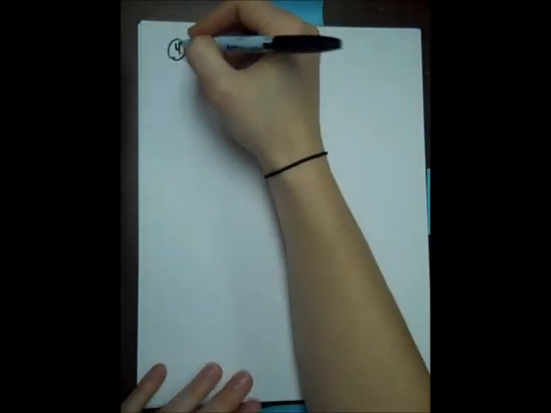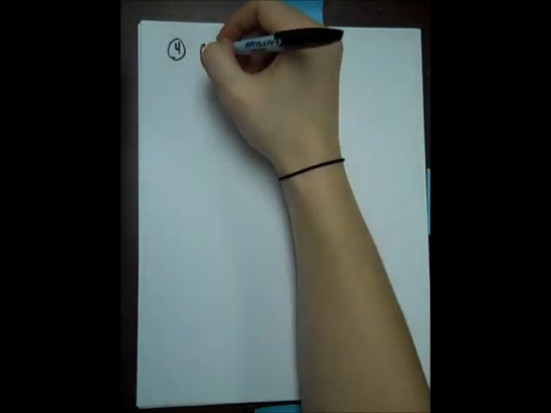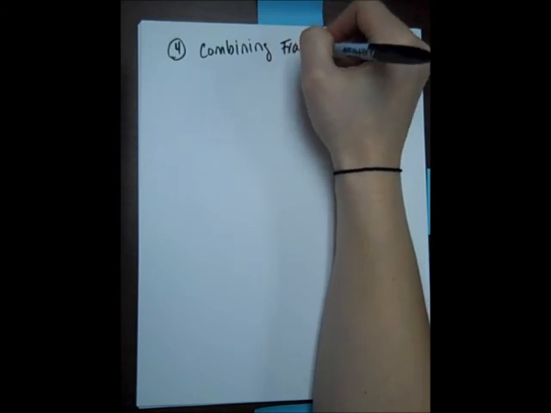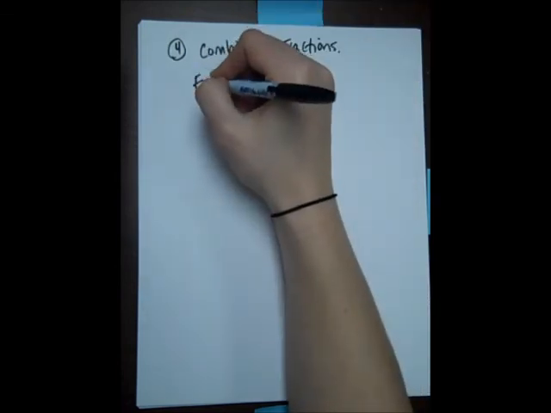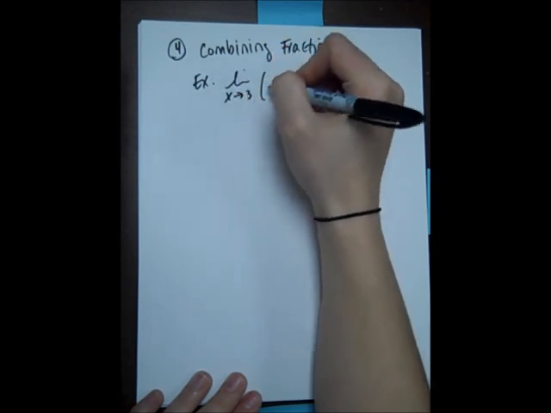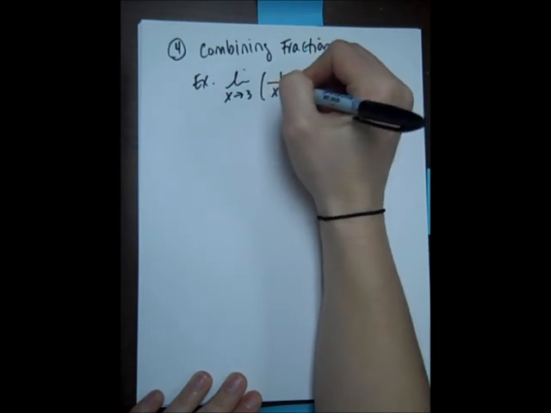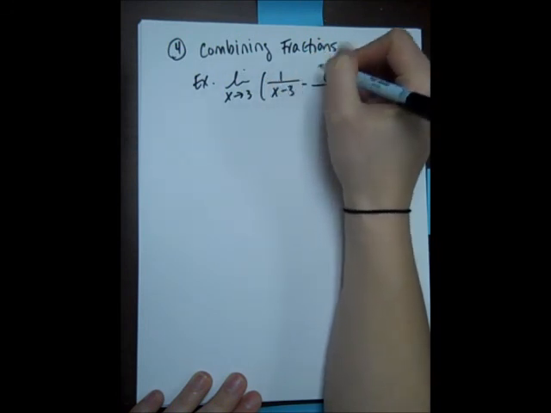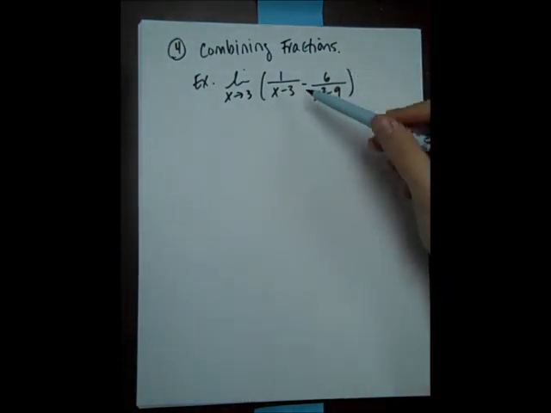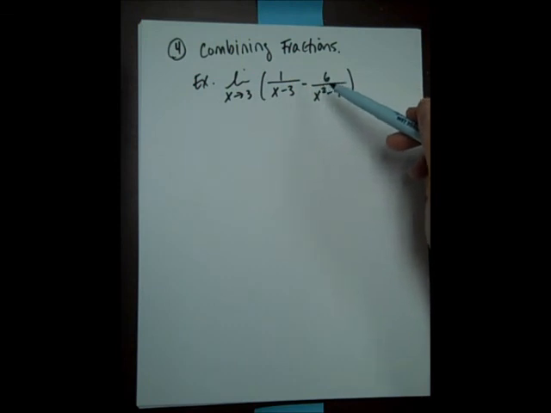Alright, the last way that we're going to look at algebraically doing limits is combining fractions. So an example of this would be something like the limit as x approaches 3 of 1 over x minus 3 minus 6 over x squared minus 9. So here my f of x is 1 over x minus 3, minus 6 over x squared minus 9. So I want to know, what is this limit?